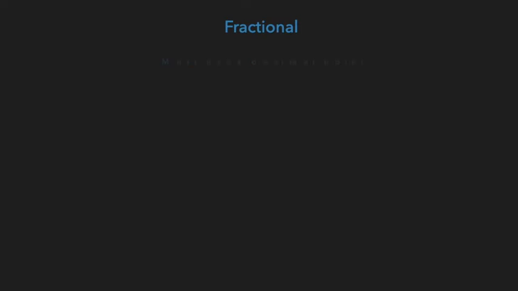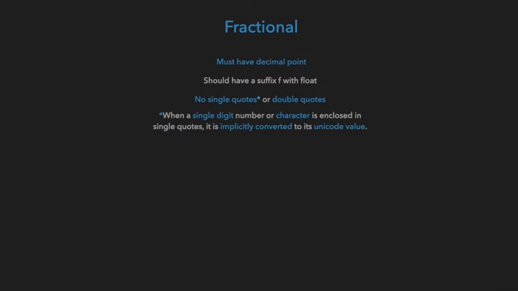So now we come to fractional literals. What are fractional literals? They're obviously the rational numbers. So they will have a decimal point. Yes, they will have a decimal point, but you can mention it without a decimal point as well. I'll tell you what I mean. Then with float, as we had already earlier seen, it should have a suffix f whenever it's a float. And then no single quotes or double quotes, and the same thing as int applies here. If it's a character in single quotes, then its Unicode value will be taken.